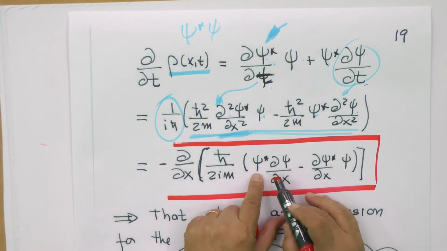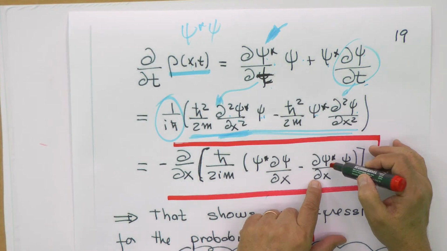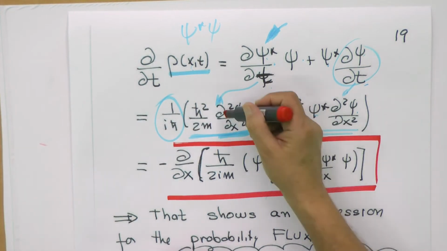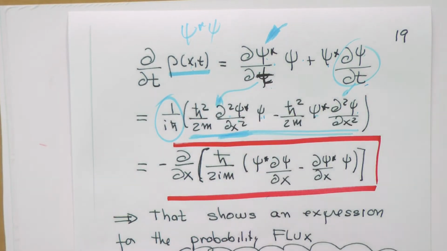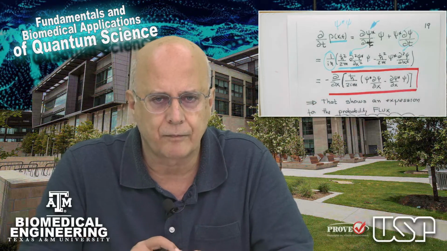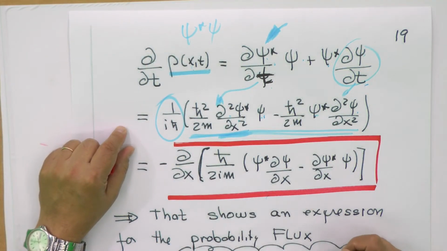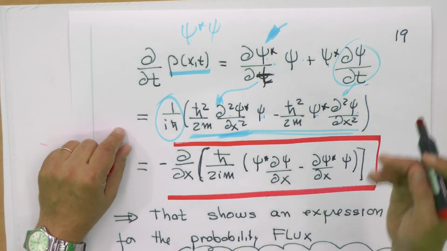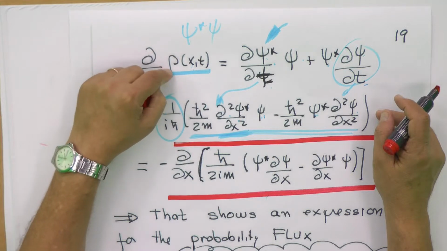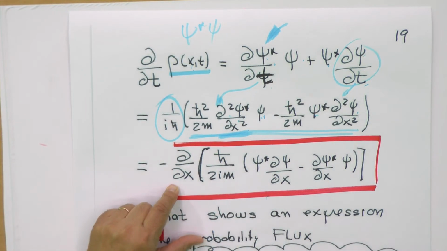Because this will be the derivative of this times this, minus the derivative of this times this. This will cancel something, and then we will end by having the second derivative in there. You could see that, right? It's simple. So all this can be put in that way. So, by the help of the Schrödinger equation, I convert the time derivative of the density of probability into the spatial derivative of a quantity.